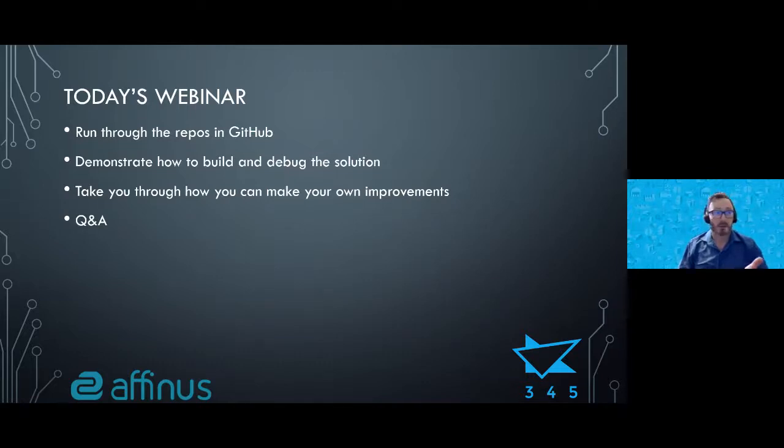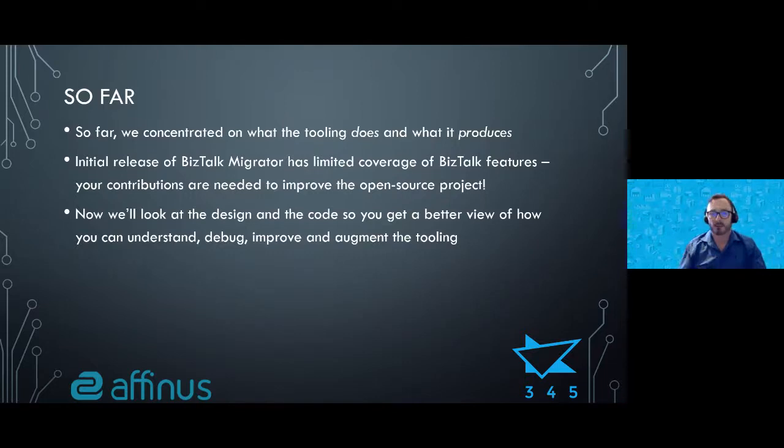So there we go. So where are we? So far we've really looked at the BizTalk Migrator in the context of what it does, and just as importantly, what it produces. In other words, what the Azure app looks like, and the process of migrating. Now the initial release of the BizTalk Migrator, as you've no doubt seen, has FTP, file adapters, pass-through messaging, and XML messaging. That does cover quite a lot of BizTalk apps, but it's barely scratched the surface. We've got a very small amount of orchestration coverage.